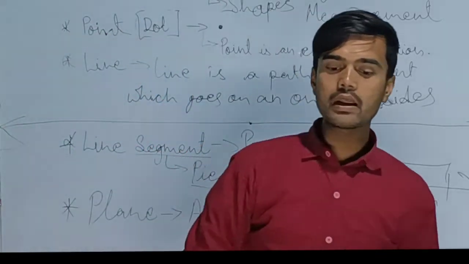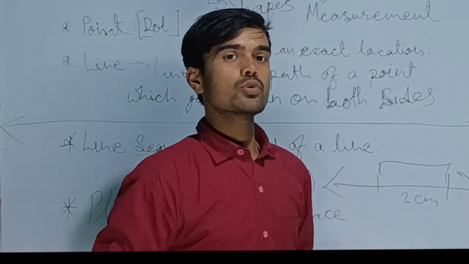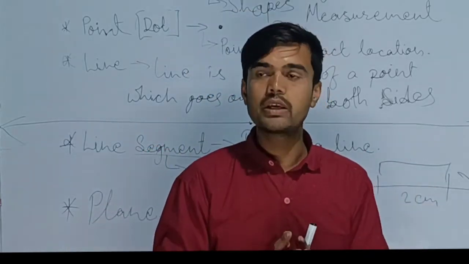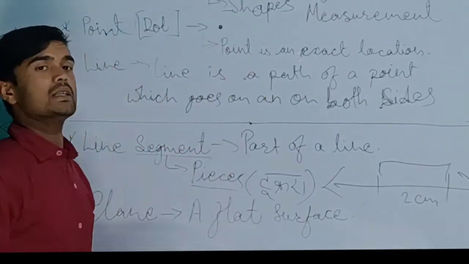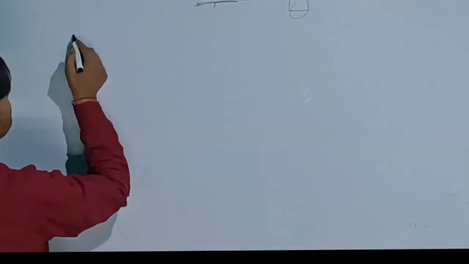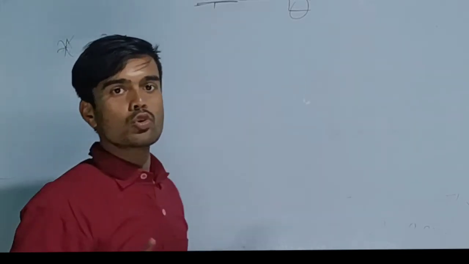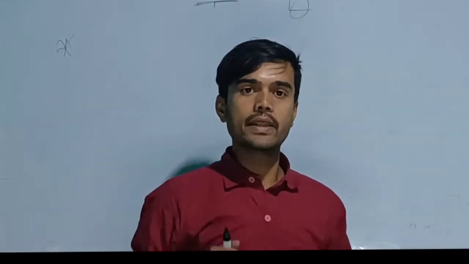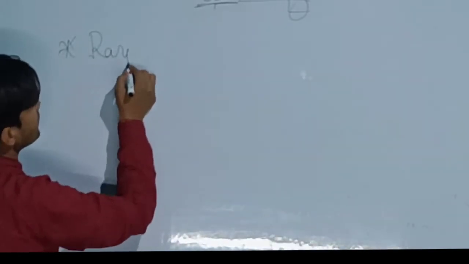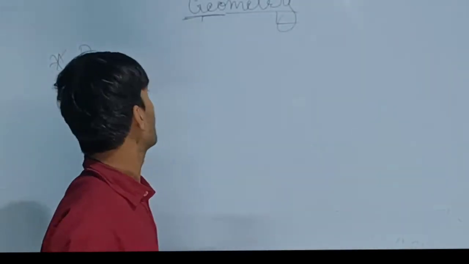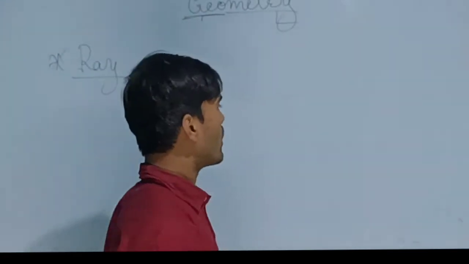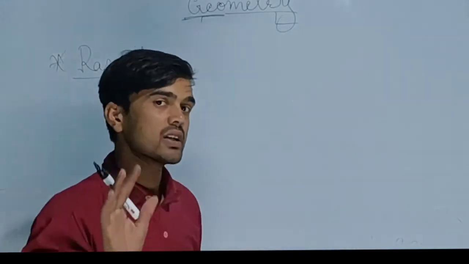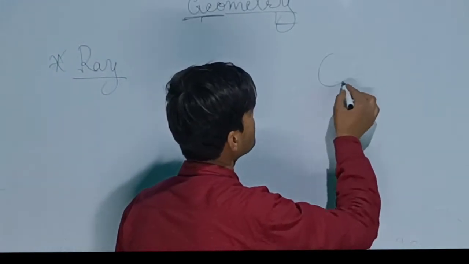Okay, now the last thing required to make an object is a ray. We will learn what a ray is. So the fifth point is ray. Now the fifth point we will see, what is a ray. Ray or rays. To understand ray, I will explain it in an easy form.